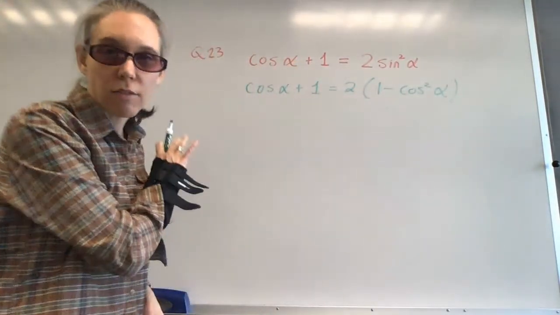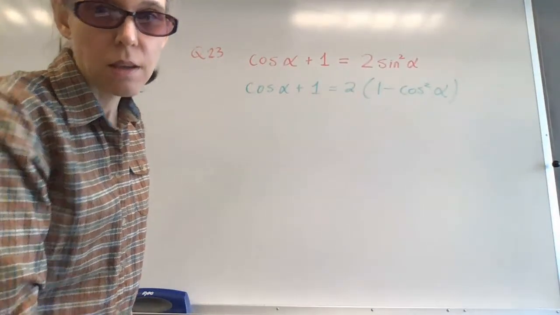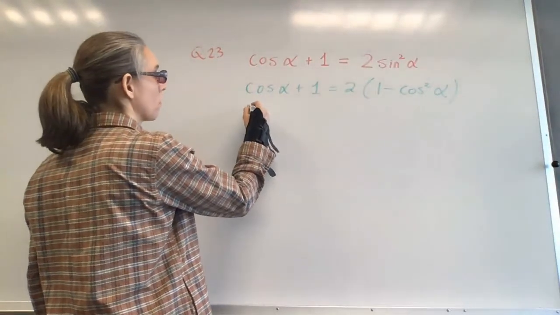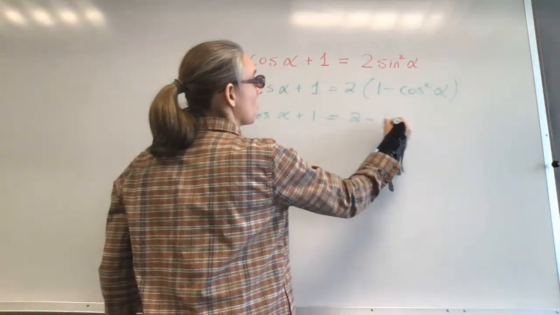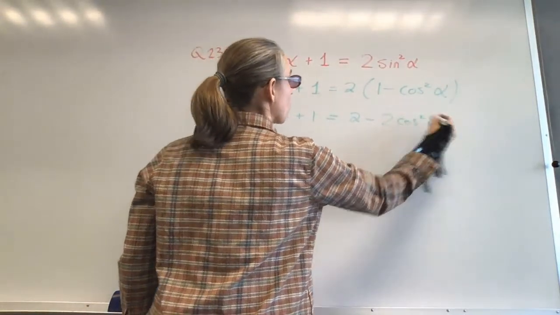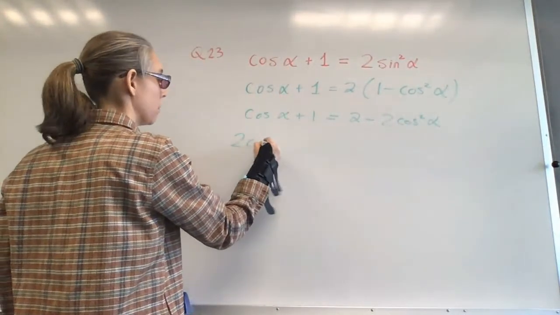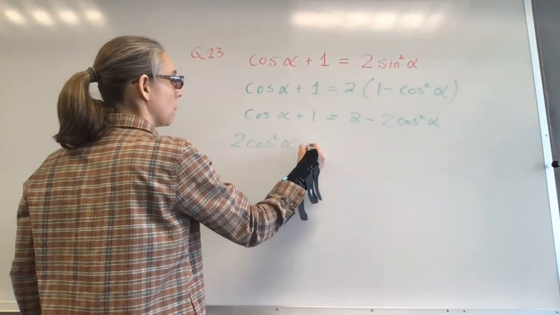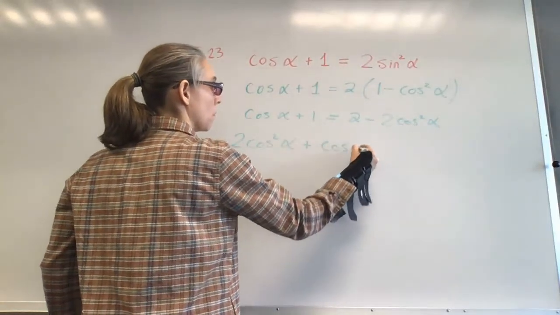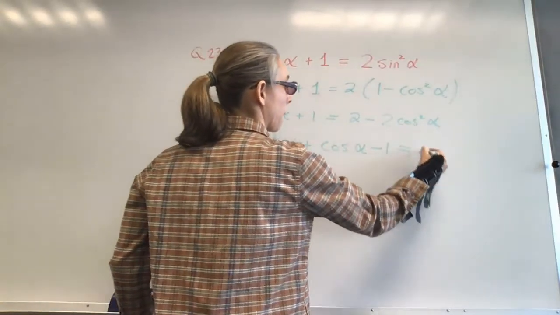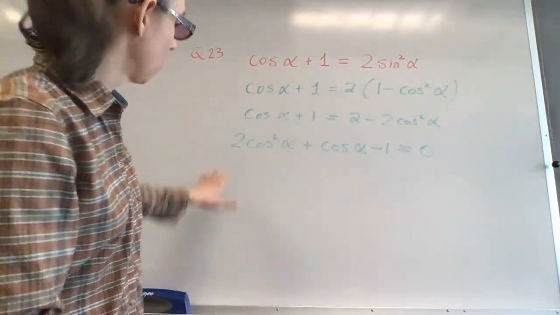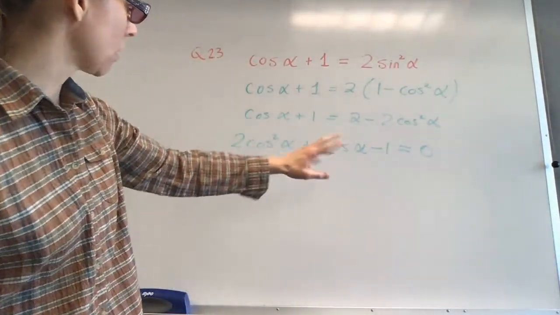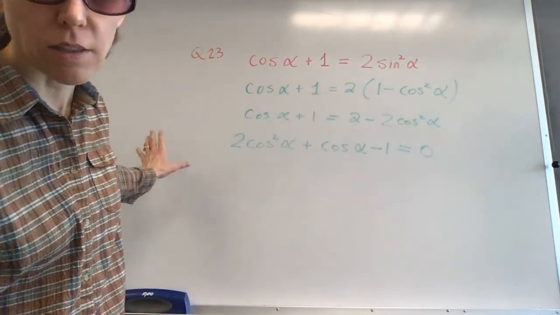And now I only have one trig function, you see? Get everything on one side. And now from here, you can just factor. Factors of 2 that differ by 1 are 1 and 2. So yeah, this one will factor.